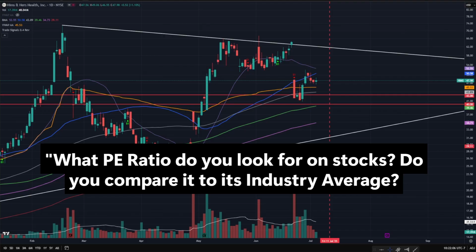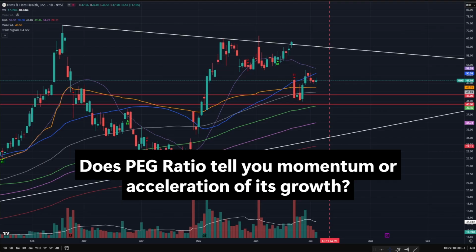PEG ratio is your PE ratio divided by the growth forecast. So basically price per earnings, and then you also factor in their earnings growth. Maybe you could look at it that way, momentum. I guess you could look at it that way, yeah. I see it more as acceleration.